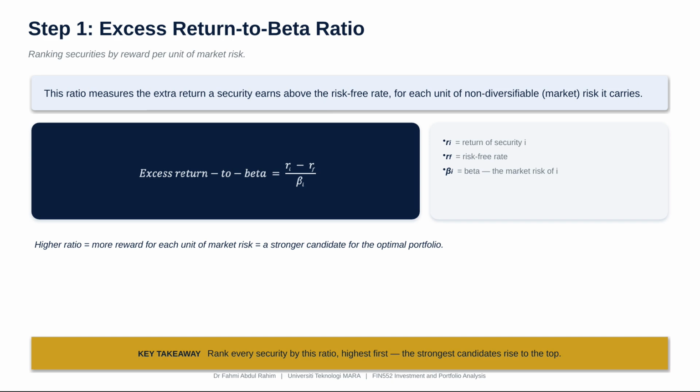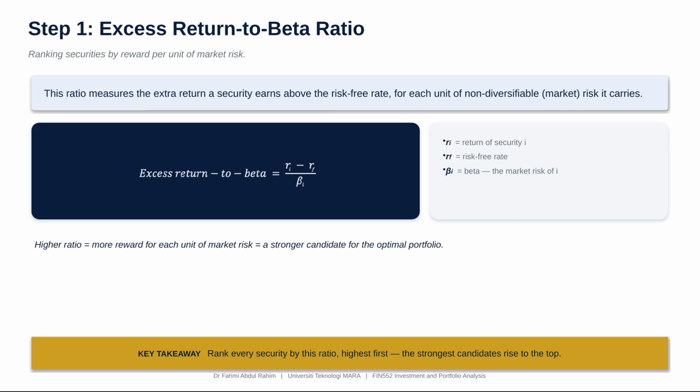Let me define the symbols. R sub I is the rate of return of security I. R sub F is the risk-free rate, and beta sub I is the beta of security I, its market risk. So the top of the fraction, R sub I minus R sub F, is the excess return, the reward above the safe rate, and we divide it by beta, the risk, to get reward per unit of risk.